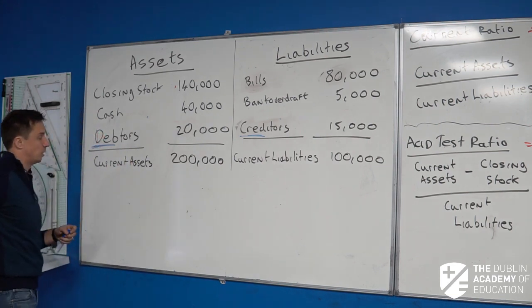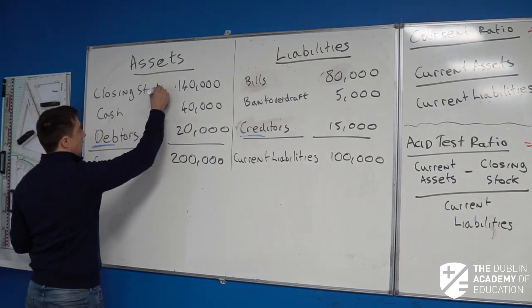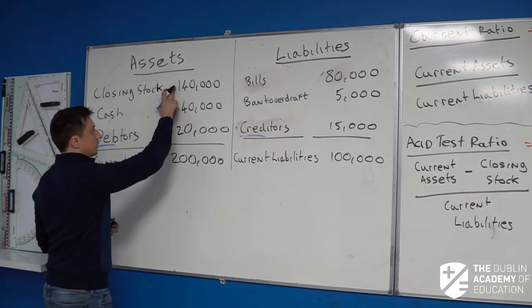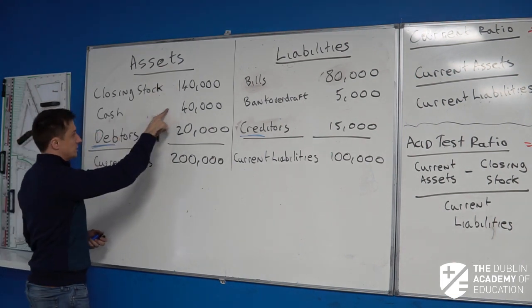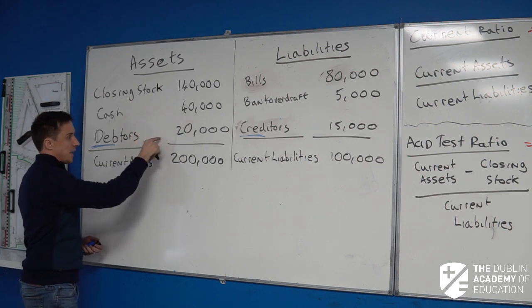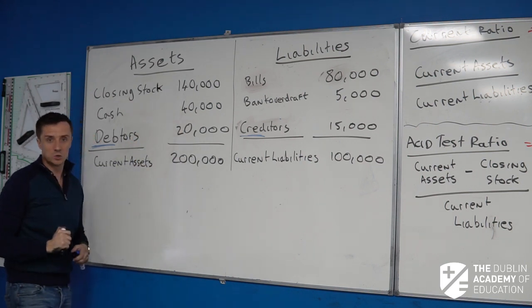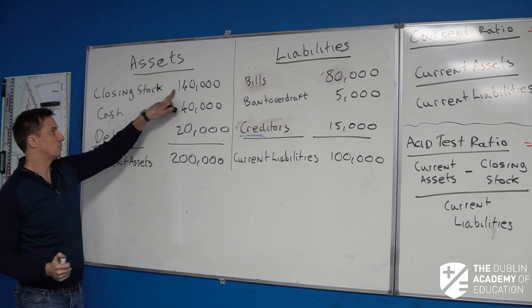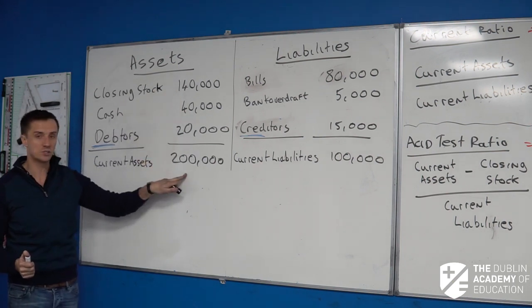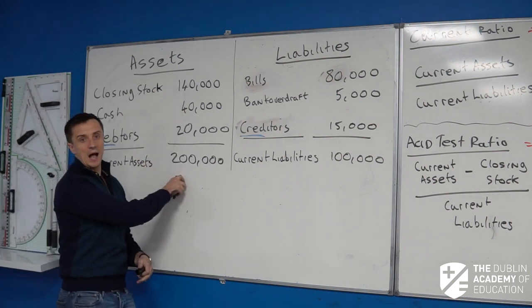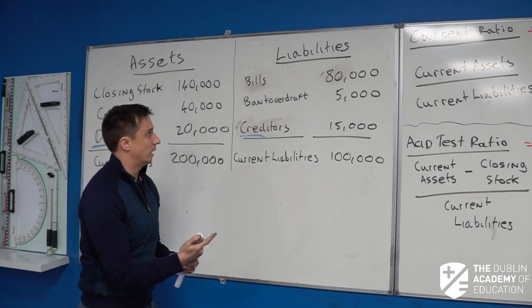Assets, guys, you can split them up into three different things. You've got your closing stock, stock you can sell, which brings in money; cash in the safe, whatever, that's 40 grand; and our debtors, people who owe us money, for 20,000, okay? So we add these three up: 140 plus 40 plus 20 gives us 200 grand. That, guys, is our current assets, okay? Now we look over our liabilities.